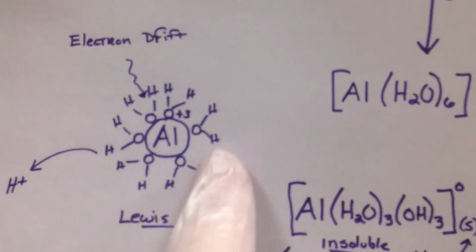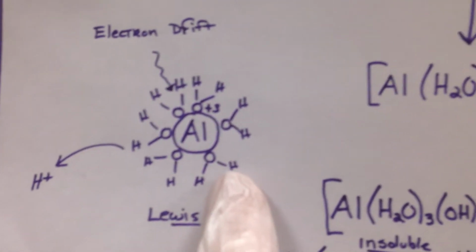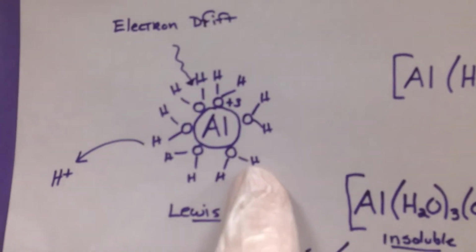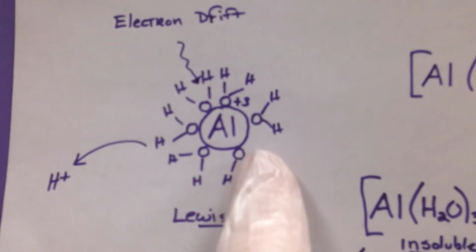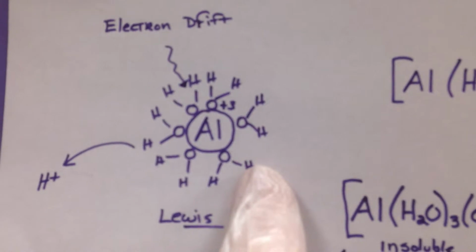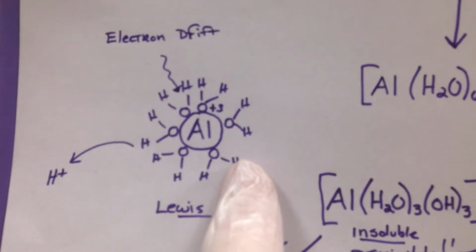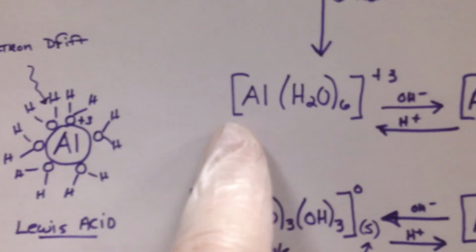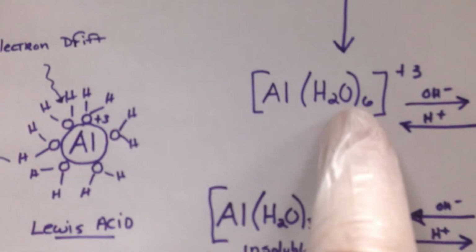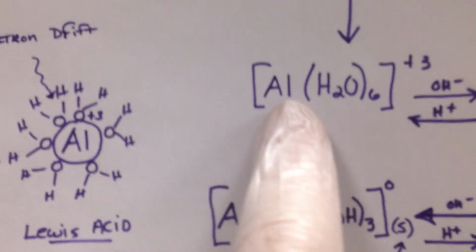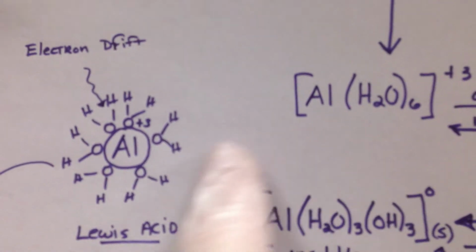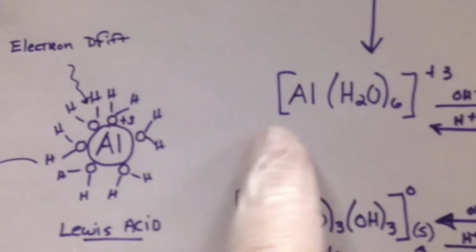But because we have 6 waters now surrounding it, we would say an octahedral complex. Why? Well, 6 waters will find what we would say a very stable octahedral position here. So what we have is a complex. We have aluminum with 6 water molecules surrounding it, and the whole complex is still plus 3, because we have a plus 3 and 6 neutral molecules.